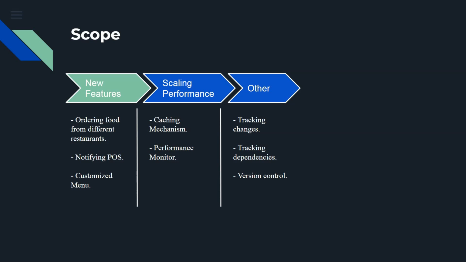For performance, because customers are allowed to order food from many restaurants instead of just one or two, a caching mechanism must be in play to solve this problem. And a performance monitor may help me pinpoint which part of the code caused the bottleneck during busy hours.